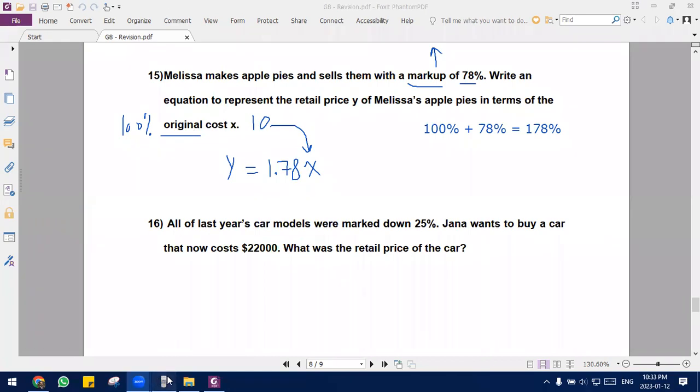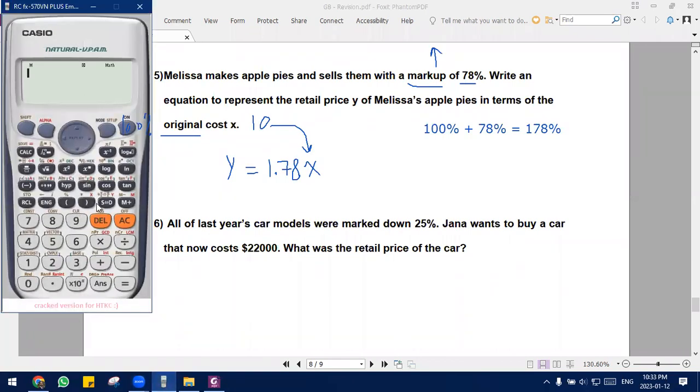Let me use the calculator here to show you. So I'll just place 10 instead of X. So I do 1.78 times 10. Then I change it to decimal, 17.8. So yes, it's correct. So if the pie is $10, it will be 17.8.